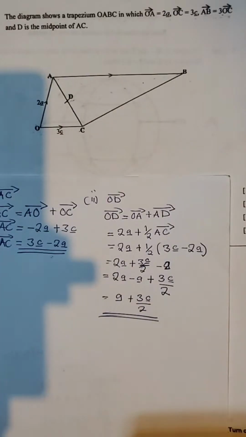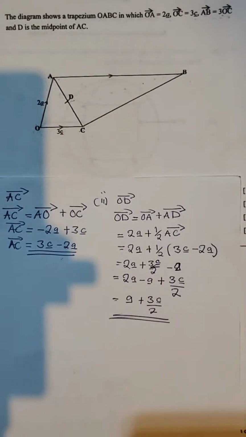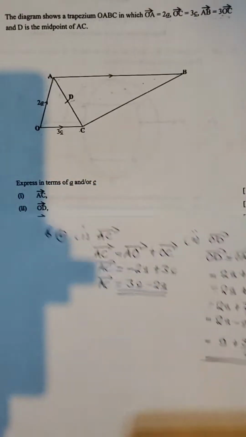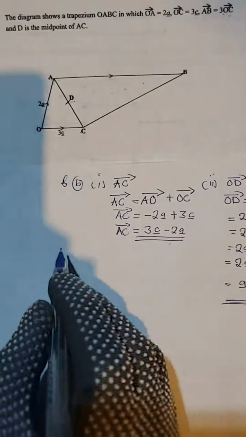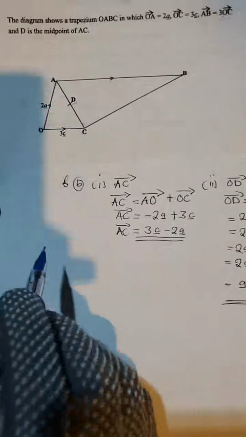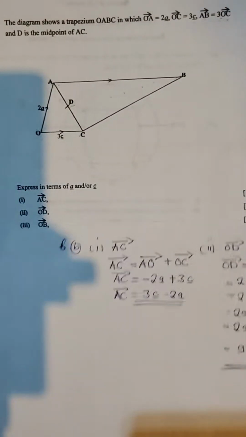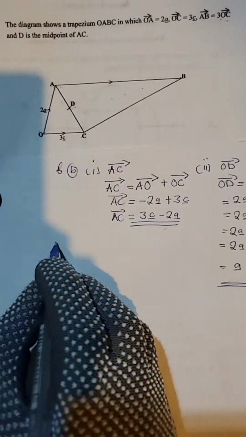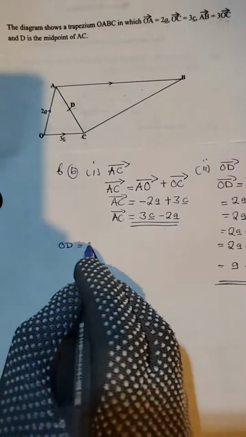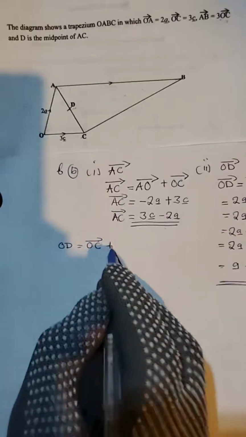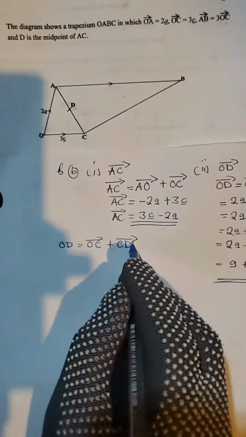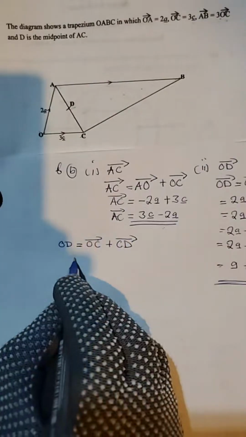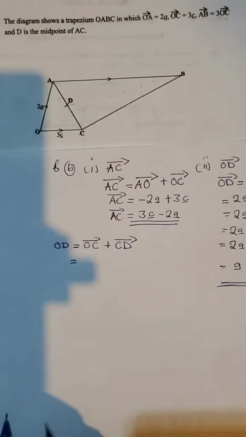Simple. Now, there is always you who wants to use CD. Are you still going to find the same answer if you use CD? Let's solve. What if you use this CD, not AD, to find OD? If you go OD and use OC plus CD, you're going to complicate things, but you're going to find the same answer.